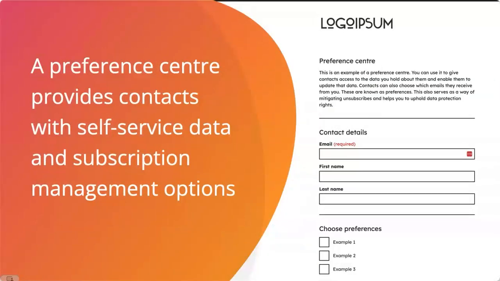So the two are very often confused, but the best way to think about them is the sign-up form is where someone first joins your newsletter lists, and then the preference center gives them the option to leave or indeed join additional lists. So preference centers are designed for existing subscribers, and obviously sign-up forms are designed for new subscribers.